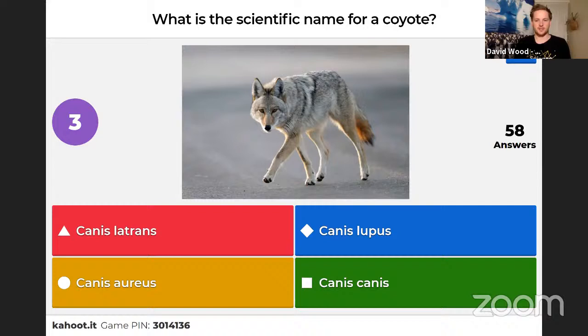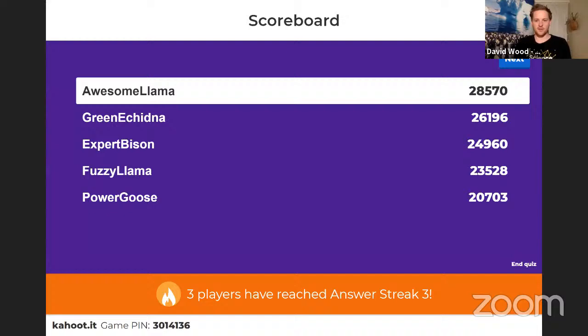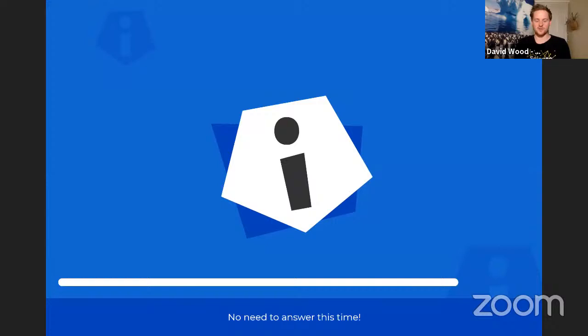It is Canis latrans. A lot of you saying Canis lupus there, that's a wolf. Canis canis doesn't exist. And Canis aureus is a different species of canid. So well done, everybody. Well done for getting those. Three players have reached an answer streak of three. So well done to those of you who have been getting a few right in a row.